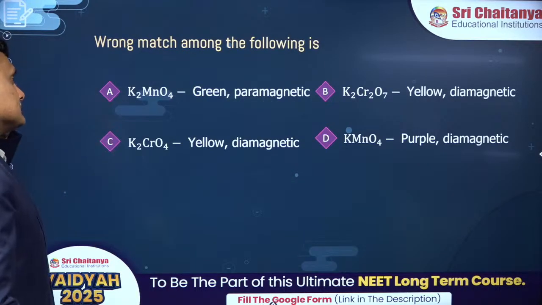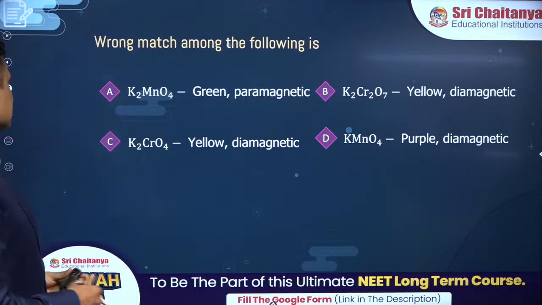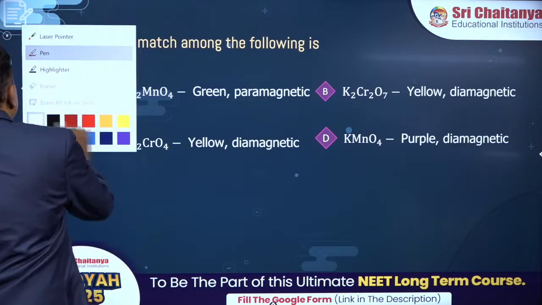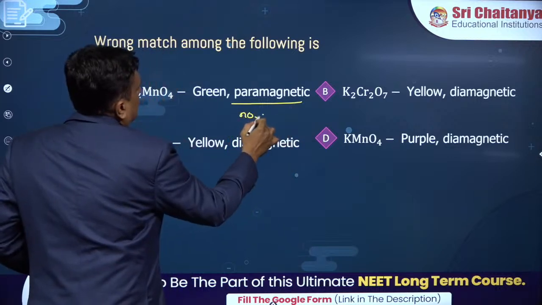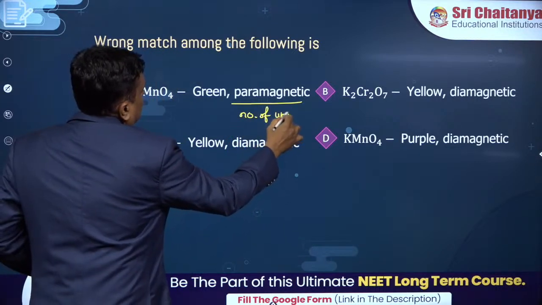Wrong match. Tell me what could be the right answer then. Come on, speed up. Magnetic property is based on the number of unpaired electrons, right?